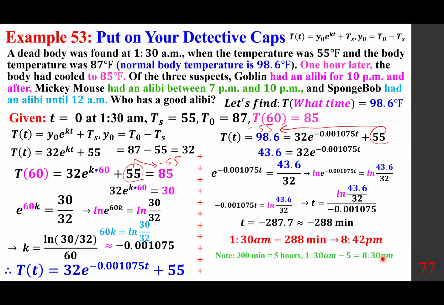So Goblin had an alibi for 10 p.m. and after. That's not good. Mickey Mouse between 7 and 10 is good. SpongeBob until 12 a.m. is good. Goblin doesn't have a good alibi. That's how calculus can help solve a murder mystery. Fascinating.